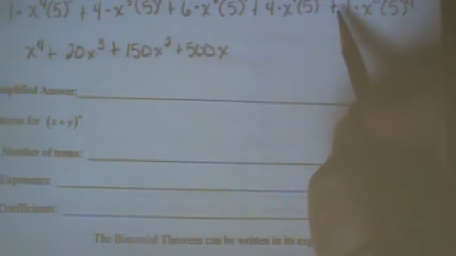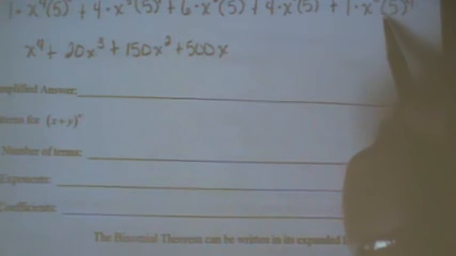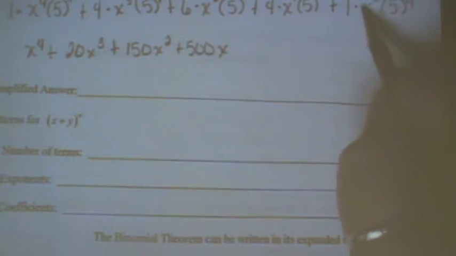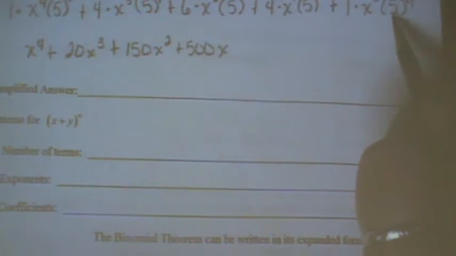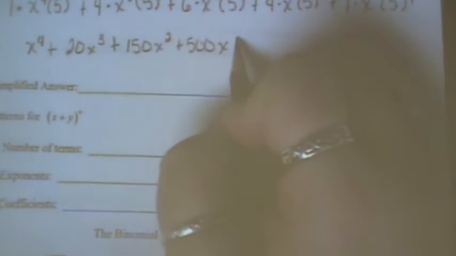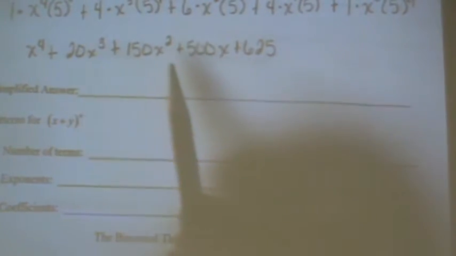And then our last term, we have 1 times x to the 0 times 5 to the 4th. So we have 1 times x to the 0. What's x to the 0? 1. So we have 1 times 1 times 5 to the 4th. What's 5 to the 4th? 625. So this is our simplified expansion of x plus 5 to the 4th.